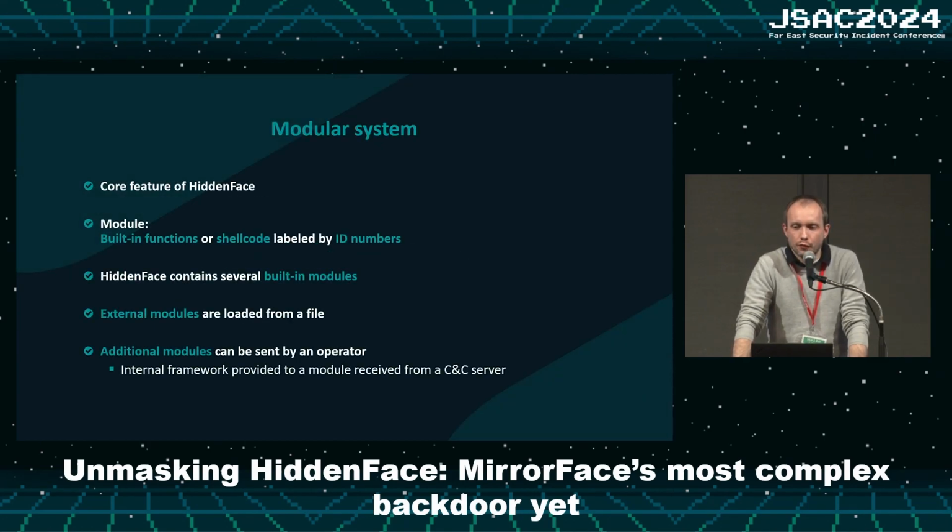The core feature of HiddenFace is its modular system. The modules are either built-in functions or shellcodes that are labeled by ID numbers. HiddenFace already contains several built-in modules that are immediately available for the operator to use. But besides those, HiddenFace can also load external modules from a file. And the operator can send additional modules to HiddenFace to extend its capabilities even further. On top of that, HiddenFace provides every module received from the CNC with access to its internal framework.